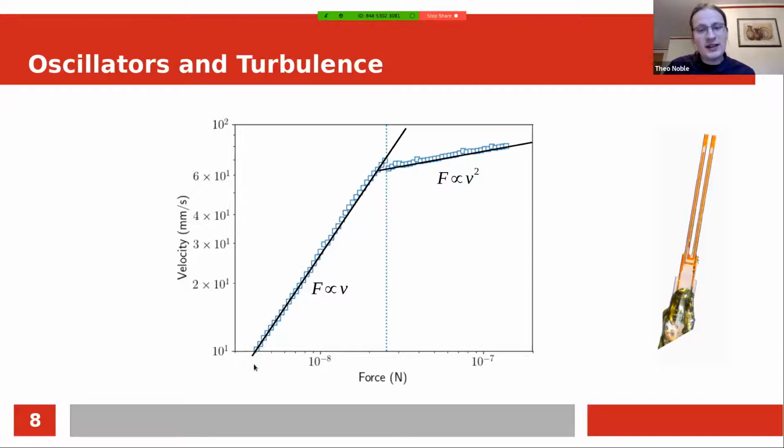So initially you can see how the velocity and force have a linear relationship below a critical velocity, and then after this critical velocity, shown in the dotted line, while the critical force, we suddenly swap over to a different regime where the force is proportional to the square of the velocity, and this indicates turbulence has been formed around the fork.